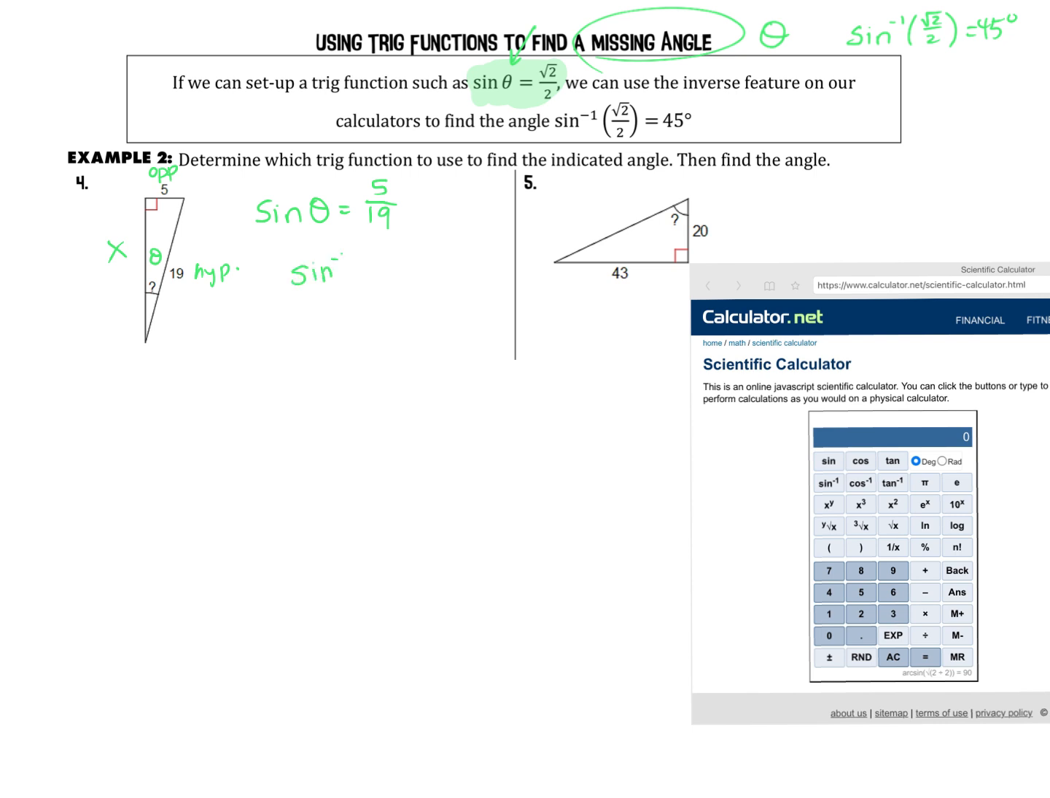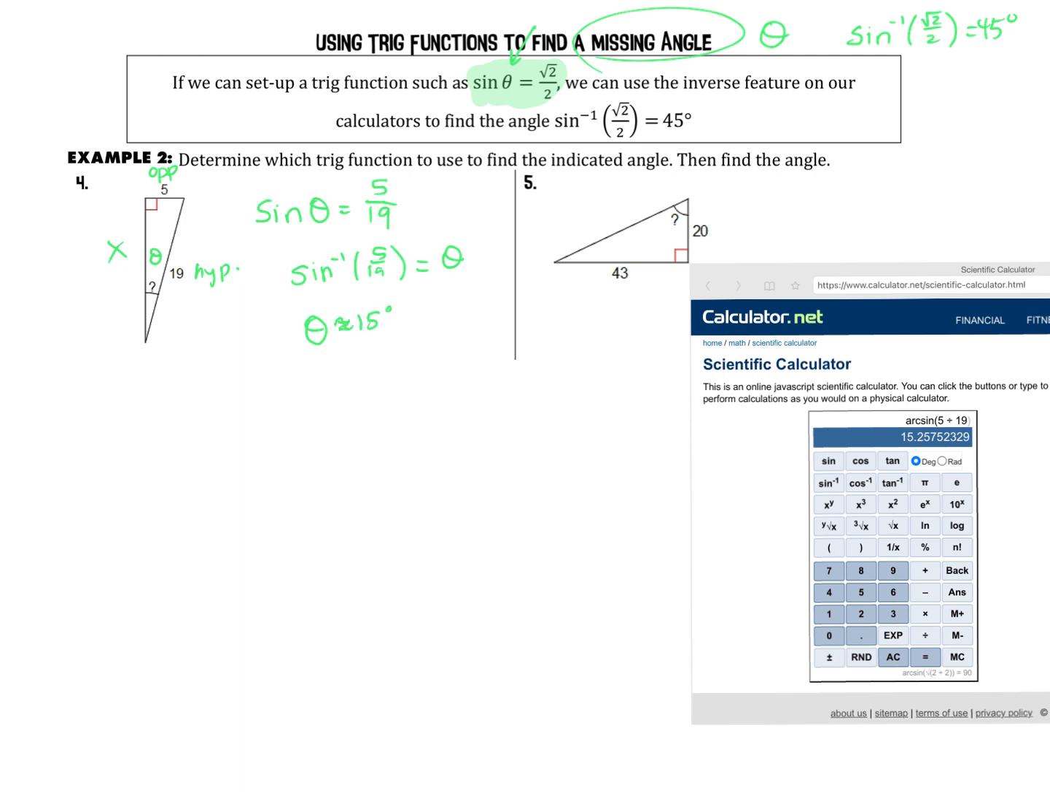What that means is inverse sine of 5 over 19 will tell me what theta is. So let's go ahead and try that. I'm going to hit inverse sine, 5 divided by 19, equals, and that's going to give me 15.257. So let's just round that to 15 degrees. We're going to say theta is approximately 15 degrees.